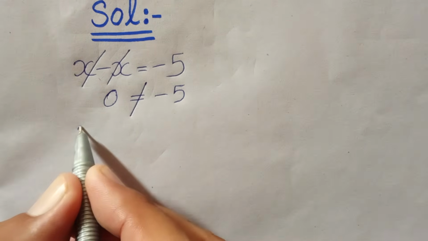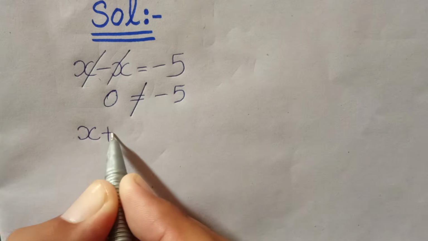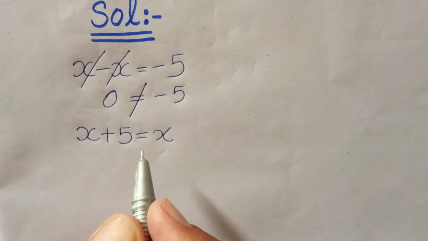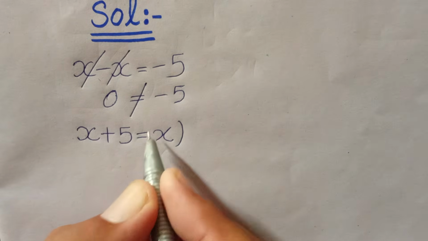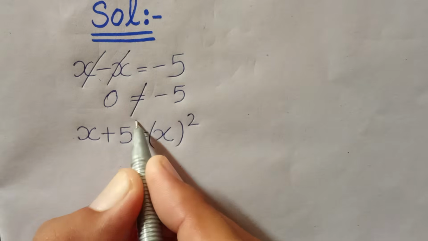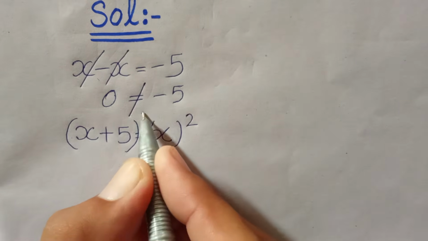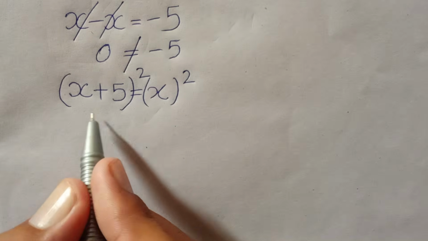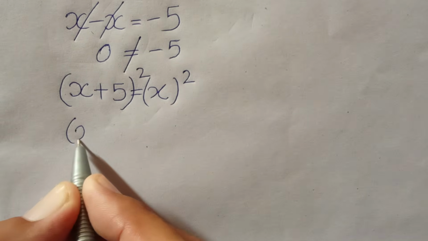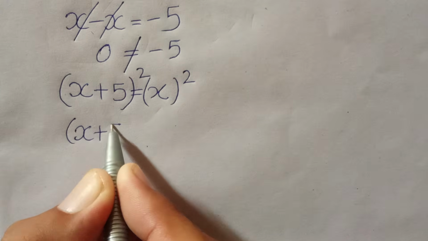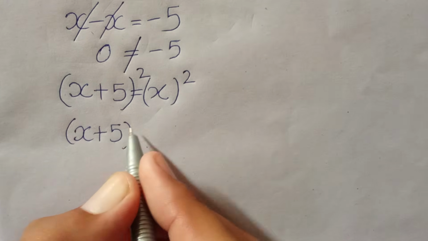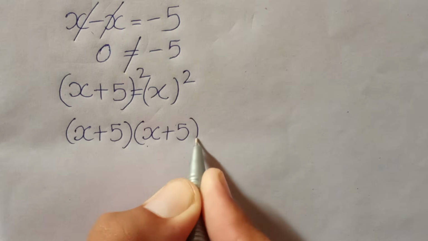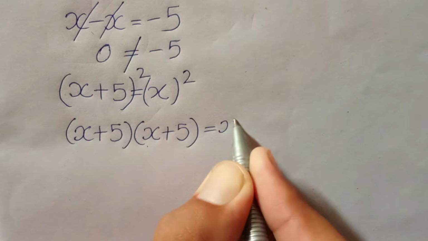So our given question is x plus 5 equals x. Now taking square on both sides. When I take square on both sides, the left hand side can be written as x plus 5 into x plus 5 is equal to x square.